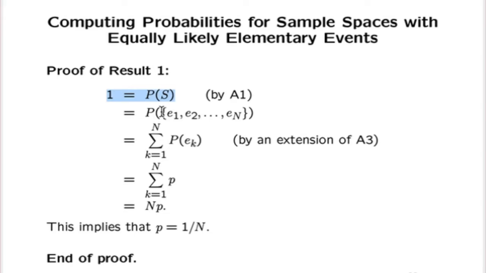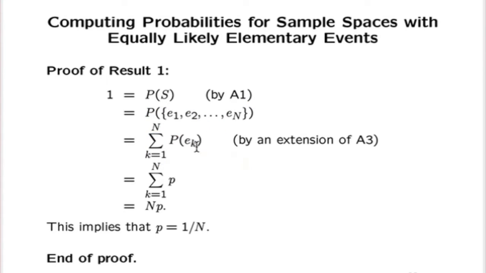Now, S can be written as the set containing all of the elementary events for the sample space. We can think of this set as a union of elementary events. Okay? And those elementary events are mutually exclusive. And so by an extension of axiom A3, which said that if two events are mutually exclusive, the probability that at least one of them occurs is equal to the sum of the individual probabilities, by a natural extension of that to more than two events, we can go from here to here.